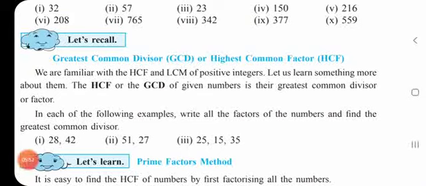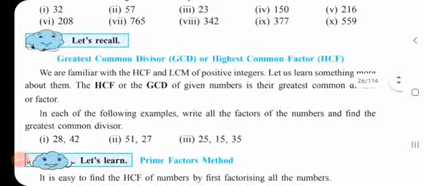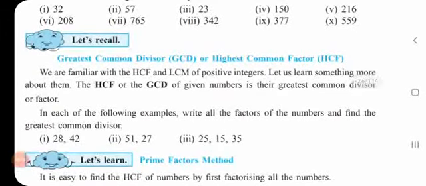Next concept is greatest common divisor, GCD, also known as highest common factor. HCF and LCM are defined for positive integers. The HCF or GCD of given numbers is their greatest common divisor or factor. This can be calculated with the help of two methods. First is the prime factor method and second is the division method. Out of these two, first we will see how to calculate HCF by the prime factor method.